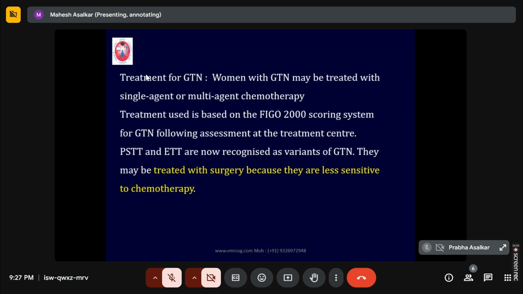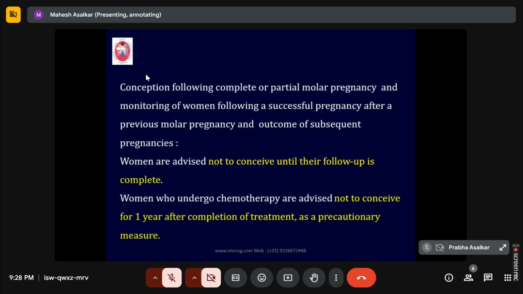The rest of the GTN will require either single agent or multi-agent chemotherapy, and this will be decided by the FIGO 2000 scoring system. Again, this scoring system is very important. We will see it at the end of this particular topic, because questions are asked on this FIGO 2000 scoring system. You have to calculate the score and decide whether it requires single agent or multi-agent chemotherapy, because a score of 7 or more will require multi-agent and up to 6 will require a single agent.